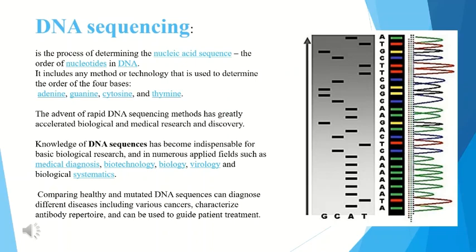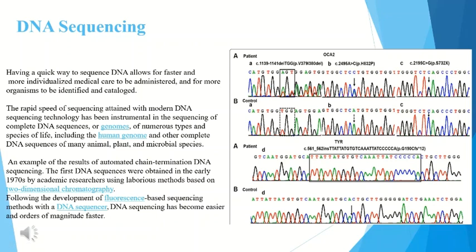Comparing healthy and mutated DNA sequences can diagnose different diseases, including various cancers, characterize antibody repertoire, and can be used to guide patient treatment. Having a quick way to sequence DNA allows for faster and more individualized medical care to be administered and for more organisms to be identified and cataloged.